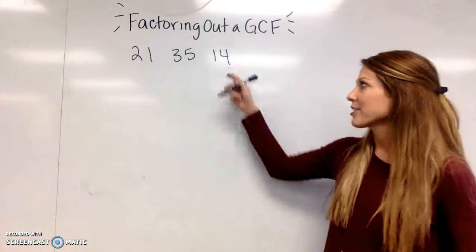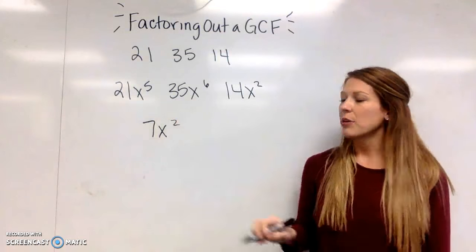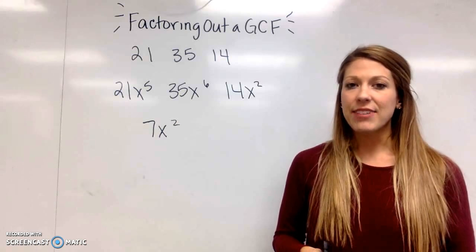Well, now we're going to be factoring out a greatest common factor in polynomials, and so not only will our terms have a number, a coefficient, but they will also include some sort of variable most of the time. So if I change this to 21x to the 5th, 35x to the 6th, and 14x squared, now not only do all of my three terms have a greatest common factor of 7, but now each one of them also has a factor of x. And not just x, but they all have at least x squared. So I would say that my greatest common factor is 7x squared.